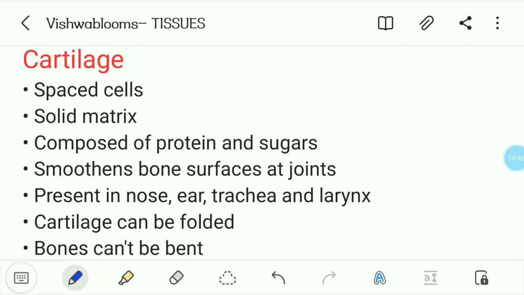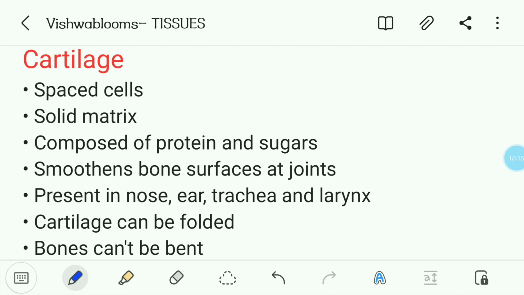Now we will discuss cartilage. Cartilage is made of spaced cells, with space between them and a solid matrix only. Mostly this cartilage is composed of protein and sugar. What it mainly does is smoothen bone surfaces at joints. If you look at joints, they are very smooth, right? That is because cartilage is smoothening it.